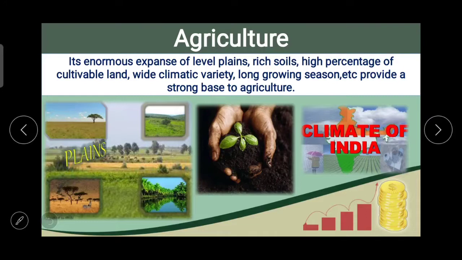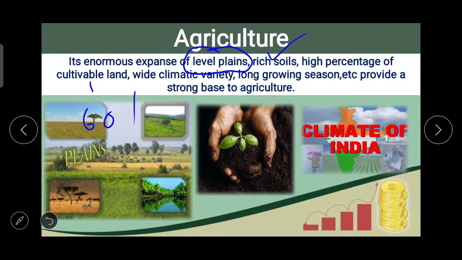And in India, agriculture has been a long standing activity. So the things which are very important or necessary for agriculture are available in our country. For example, enormous expanse of level plains, which is very necessary for agriculture. Rich soil. In the lower standard, you already learnt about the types of soil, and in that we learnt that in our country soil is favorable for cultivation. Then high percentage of cultivable land, that is 60%. Wide climatic variety, a very important thing when we talk about the agriculture of India.